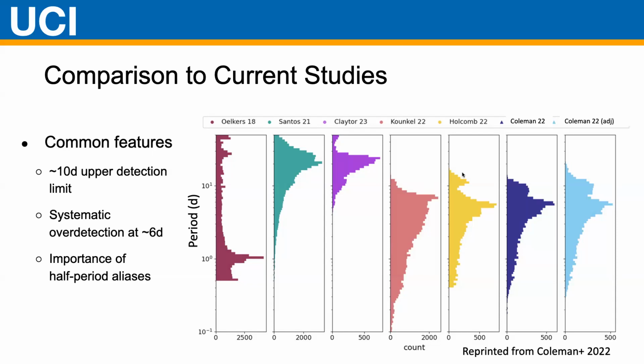Yeah, and so in order to deal with that, you would basically have to have a better way to distinguish between the half period and the full period alias, which is also something that could absolutely be helped with better sector stitching.